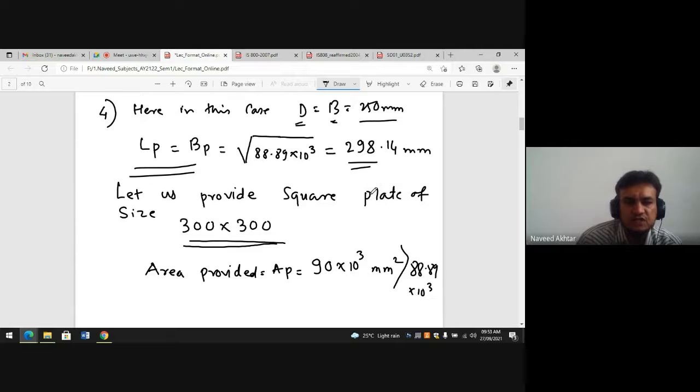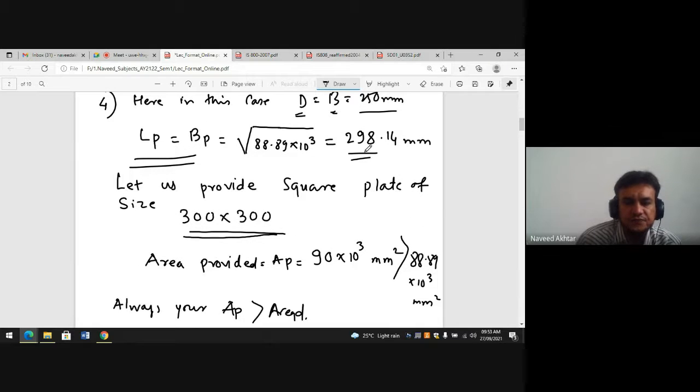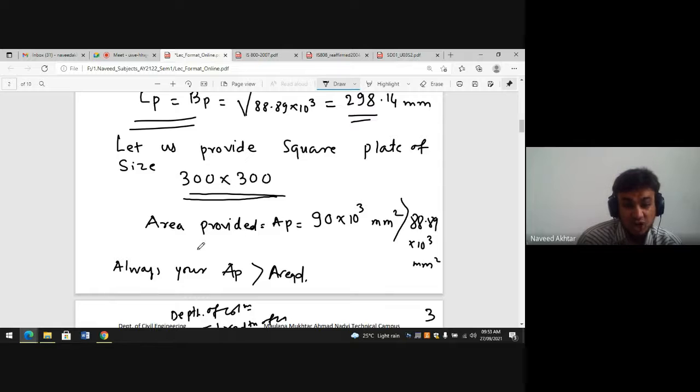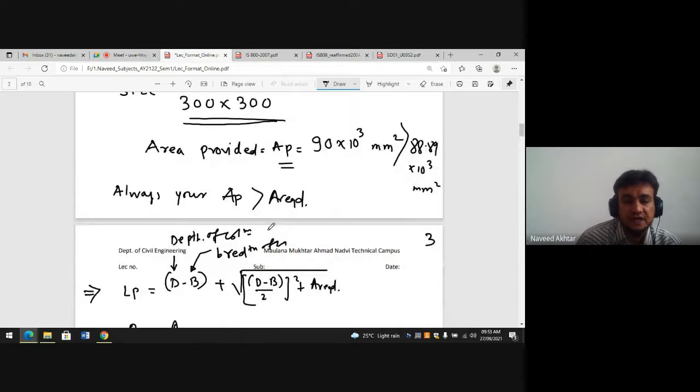One side, let us provide around of this. Let us provide 300 by 300 size of plate. Still we don't know the thickness. So area of plate provided, you have to find out, that is AP, and that should be greater than required area.